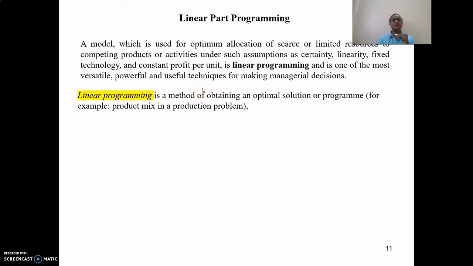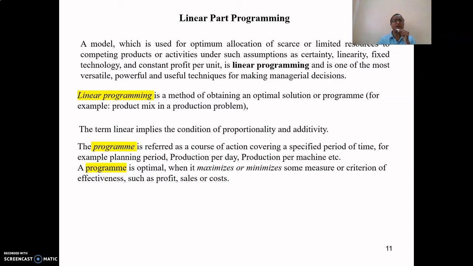Linear programming is the method of obtaining an optimal solution or program, for example, the product mix in a production problem, or manufacturing of different products in different batches over a period of time, as per the schedule, to have optimum utilization of the resources. Next, the term linear implies the condition of proportionality and additivity, making optimum use in proportion with available resources to get the production.